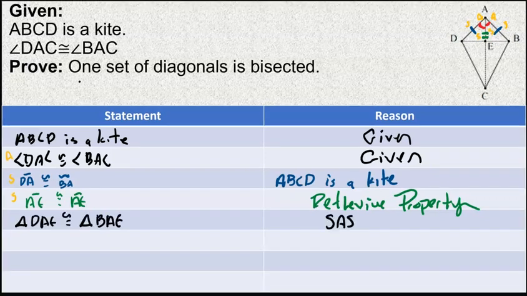Once again, this video is packed with a lot of tiny details that we have to be aware of. Notice the angle that I have written on the given says angle DAC, but the triangles, as I started this example with, are triangles DAE.